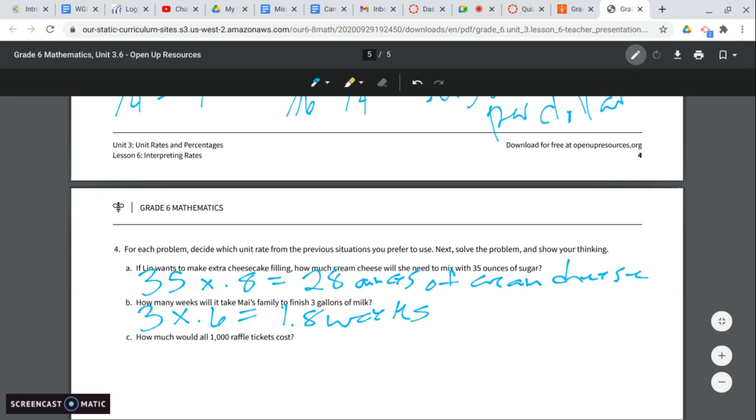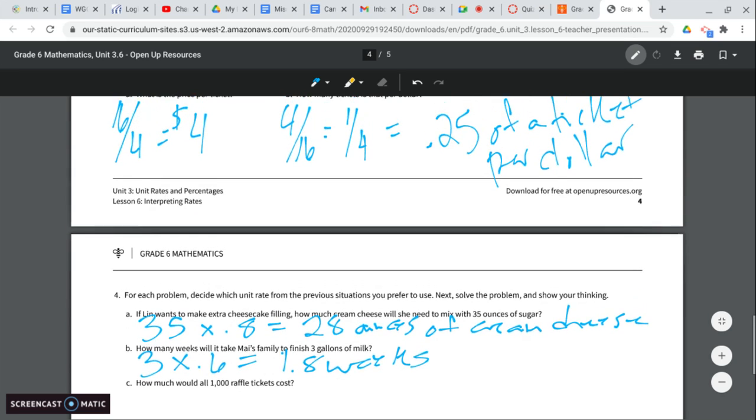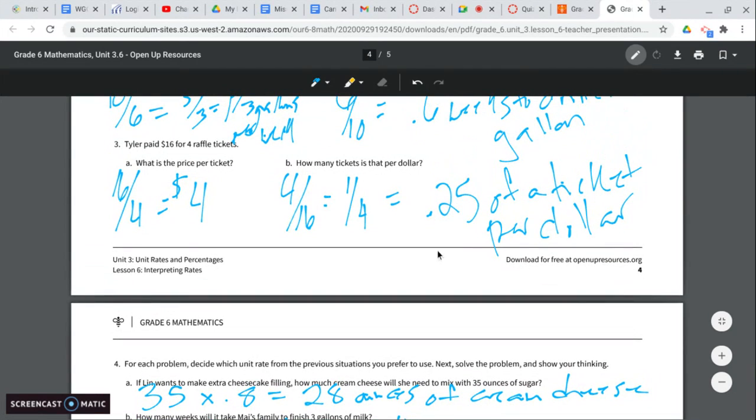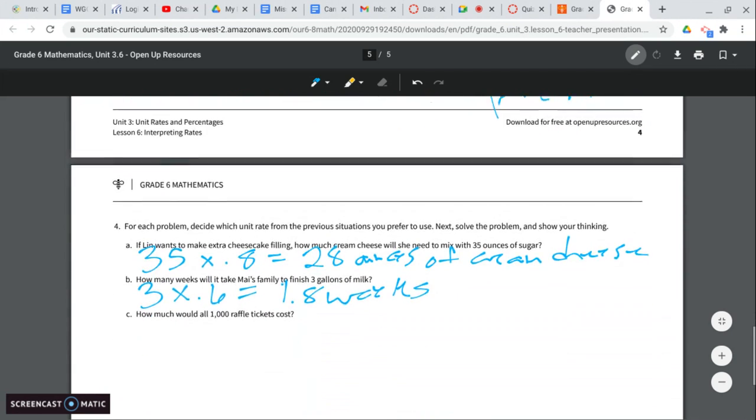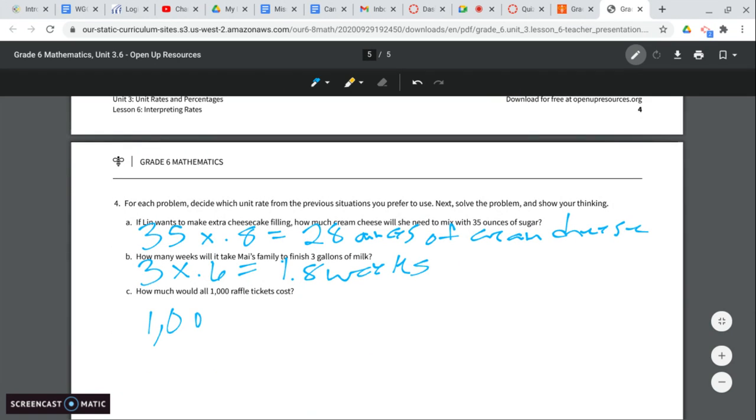And for the last one, C, how much would all 1,000 raffle tickets cost? So we're looking at total tickets. We're going to take the cost per ticket and multiply it by the 1,000. So 1,000 times 4 is going to give us $4,000. So the different unit rates can help us when we're solving different problems, depending on what information we're given and what information we are looking for.